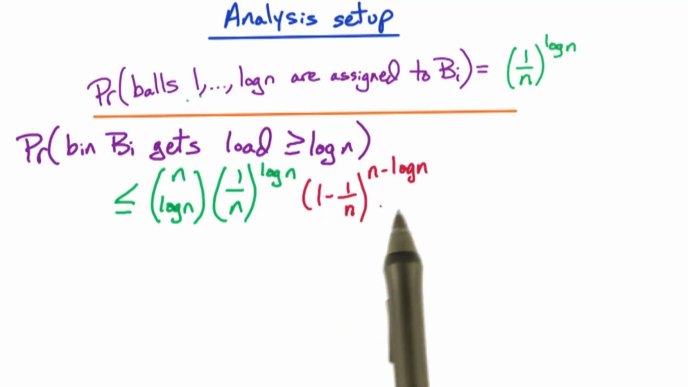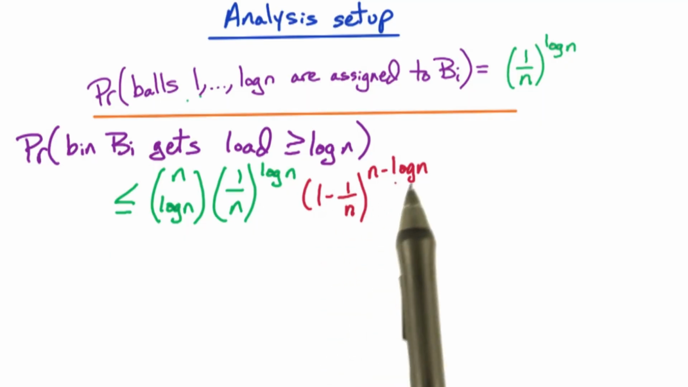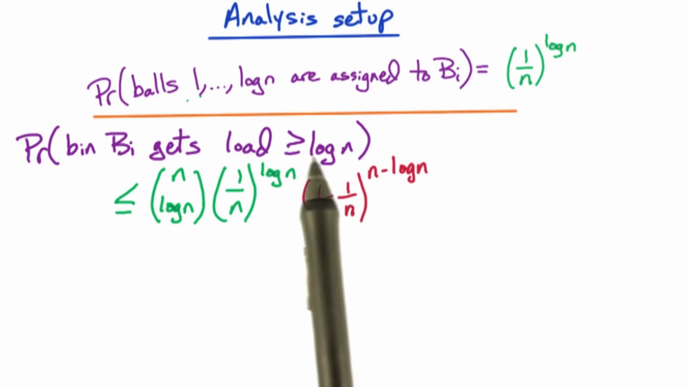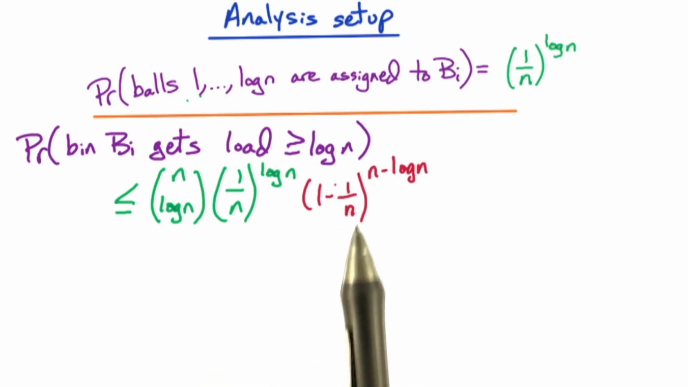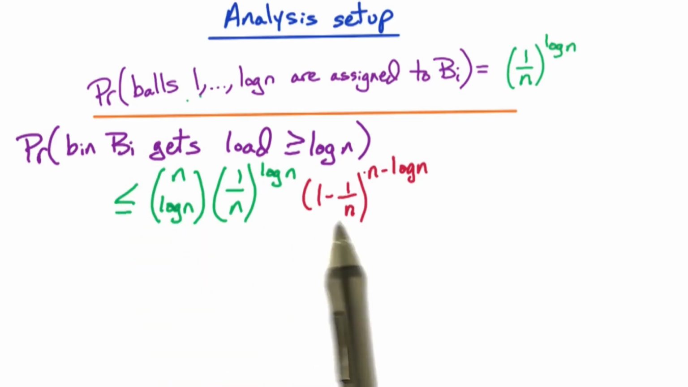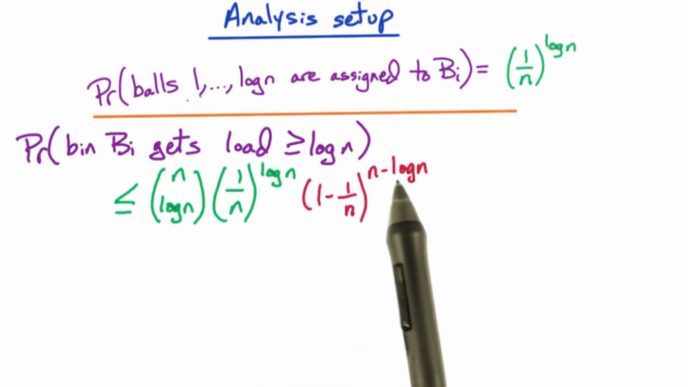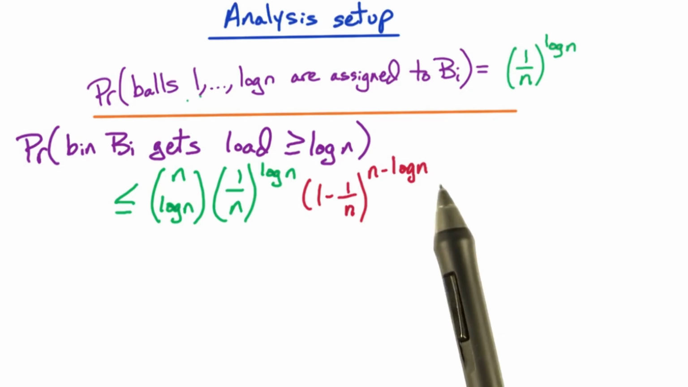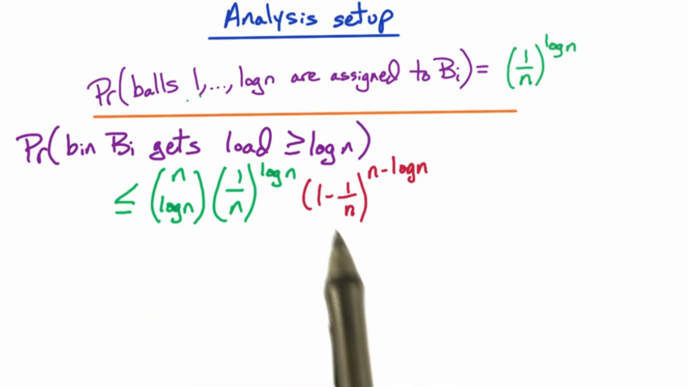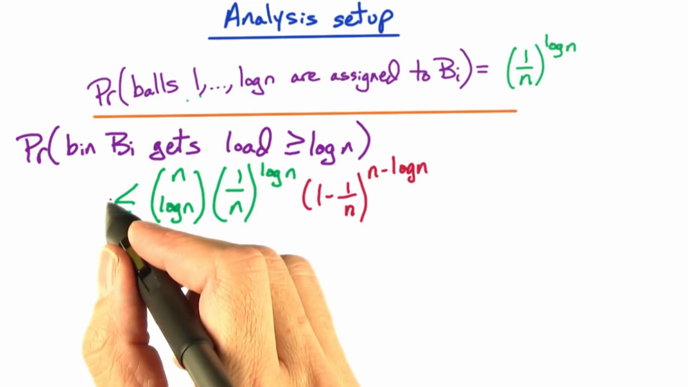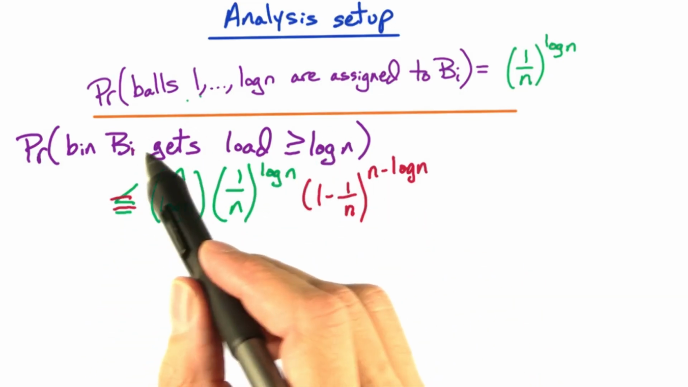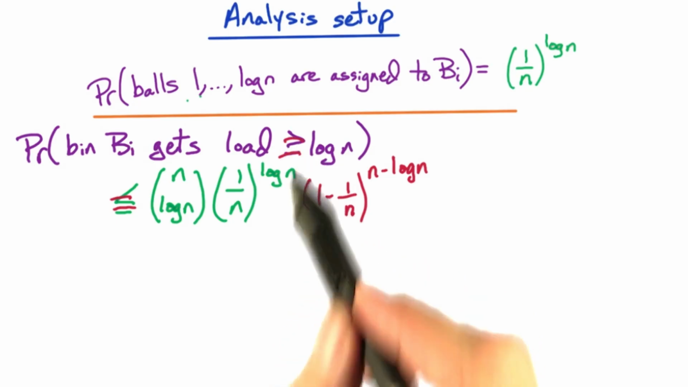Notice that if we had an extra term here, which is 1 minus 1 over n raised to the power n minus log n, this is saying that all of the other balls, besides these log n balls that we chose, are assigned to other bins. So what is the probability that a particular ball is not assigned to bin Bi? That's 1 minus 1 over n. We have n minus log n balls that are not assigned to bin Bi. Then this bound is actually equal to the probability that this bin Bi gets load exactly log n.